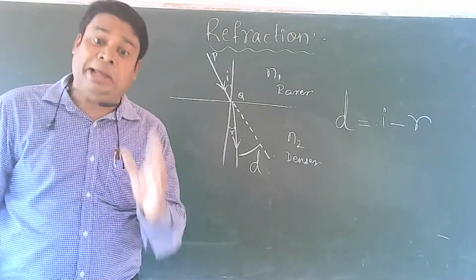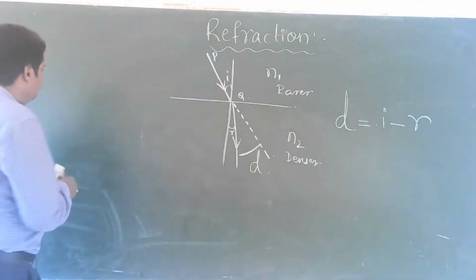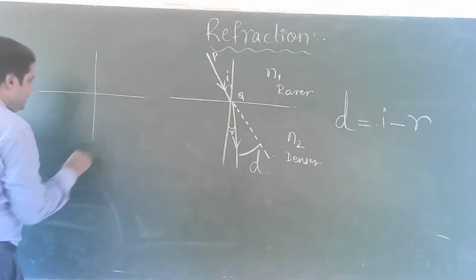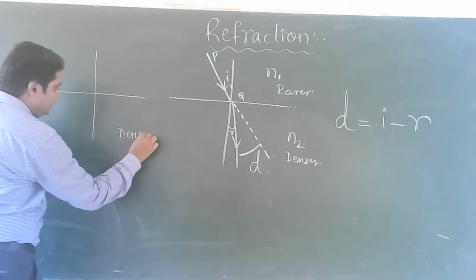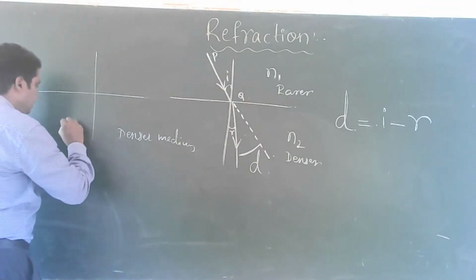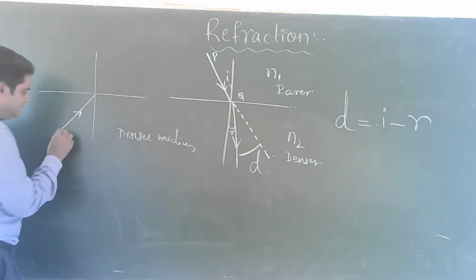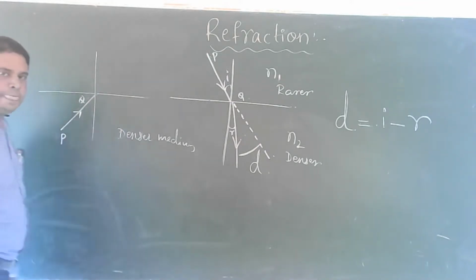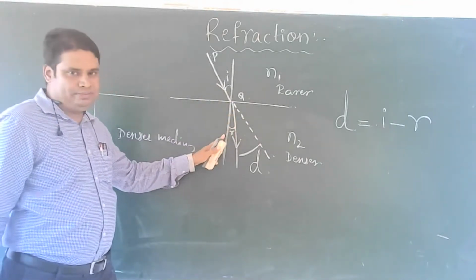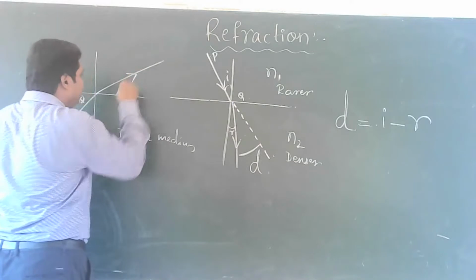It is not only this case. A ray may travel from denser medium to rarer medium. Then what will happen? Of course, very interesting. Imagine some source of light scattered inside the denser medium. This is denser medium. Now, a ray of light is incident from denser medium, say PQ. Earlier the ray of light bent towards the normal; here, definitely it will bend away from the normal.